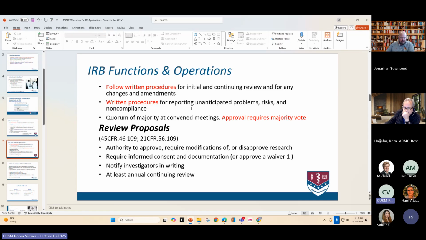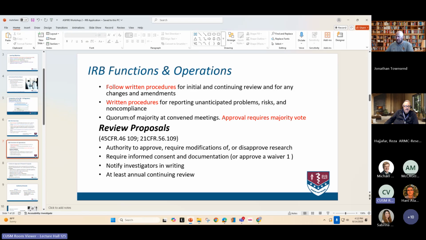The written procedures for reporting unanticipated problems, risks, and noncompliance, all of those communications must also be written and submitted to the IRB. For example, if one of your participants in your research experiment or research study falls ill during the process of the experiment, you must notify the IRB. And it has to be done in writing so that there is documentation and it can be filed and then reviewed by the IRB committee.